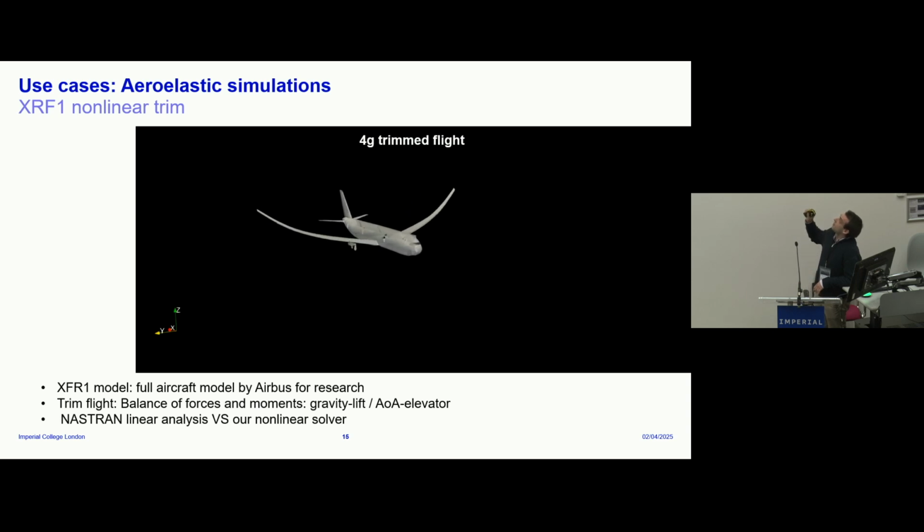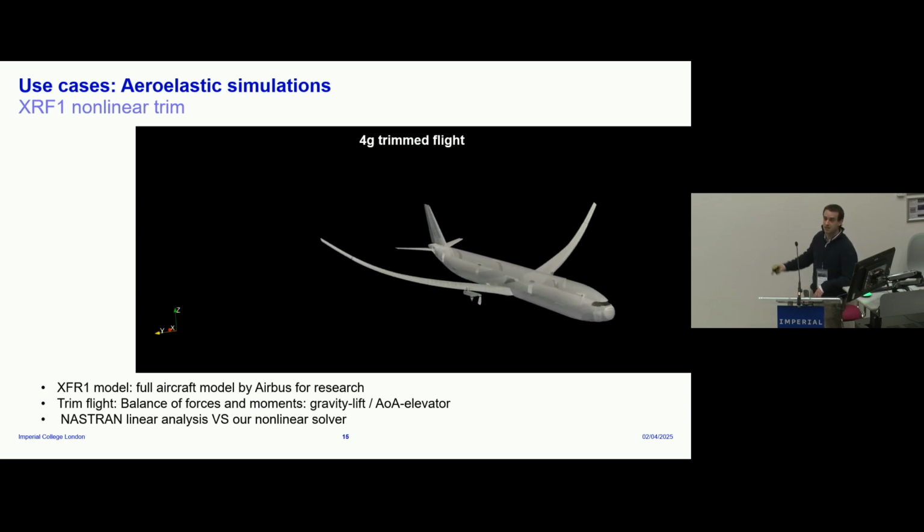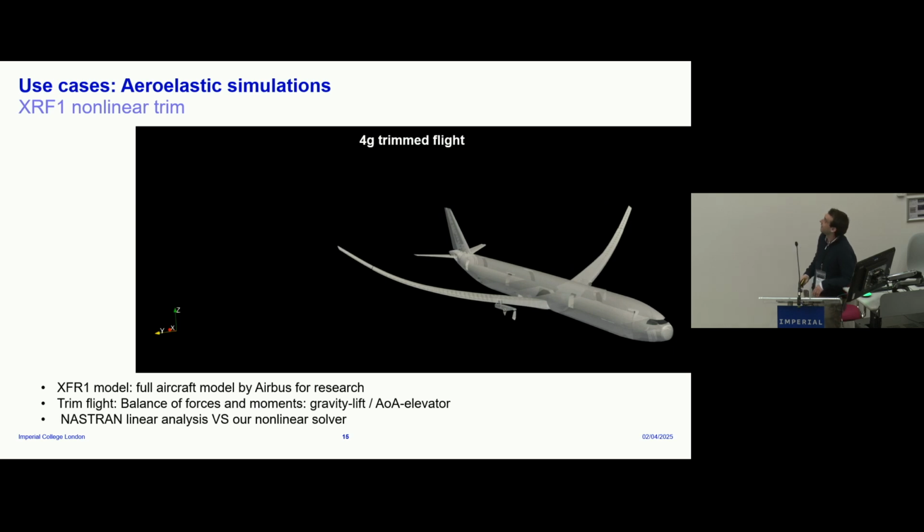So that's basically the flight that you will see. You will never fly at 4G on a commercial aircraft. The maximum certification is 2.5 Gs, okay? But this is really to stretch the nonlinearities. Of course, in new concepts of aircraft, you will see these kinds of deformations at lower Gs.